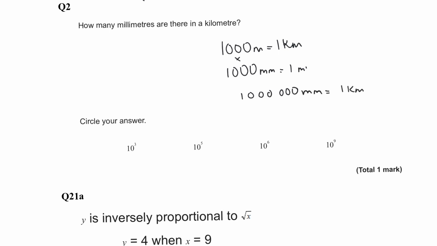This is now linking to your standard form. To write a million in standard form would be 1 times 10 to the power of 6, because the first number in your standard form must range between 1 and 9.99, so the decimal would go here. Then you'd count how many spaces after that, and there are 6 numbers after that, so that tells you what is to the power of 10. So it's 10 to the 6.